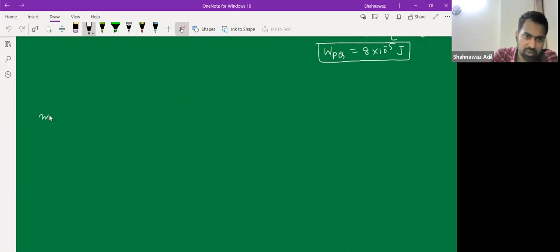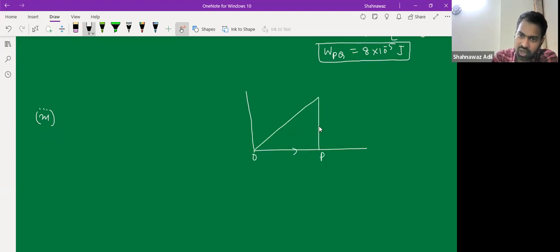Okay, so now let us do the last part, that we need to calculate the work done. So OP we have calculated, PQ we have calculated, and now we have to calculate QO. Right. So we are moving in a QO path.